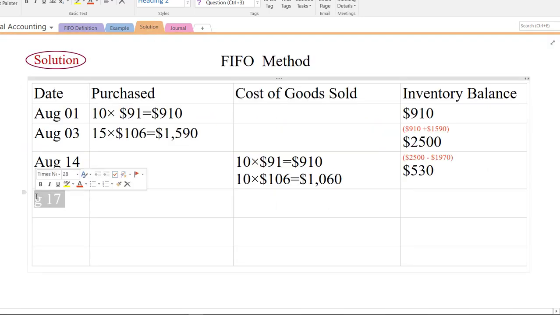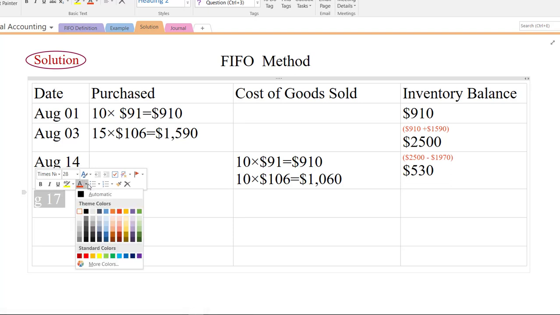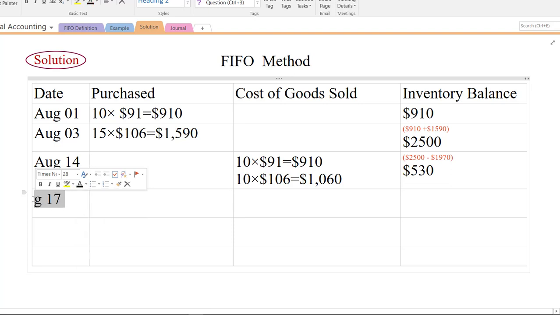So we have August 17. I will write it here, August 17. And on August 17, we have purchased again. How many units were purchased? 20 units are purchased.